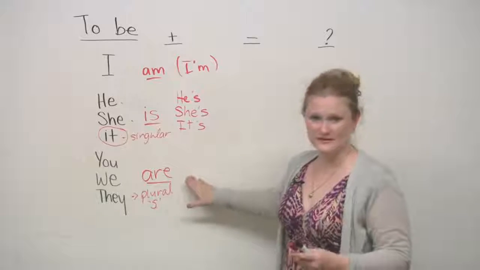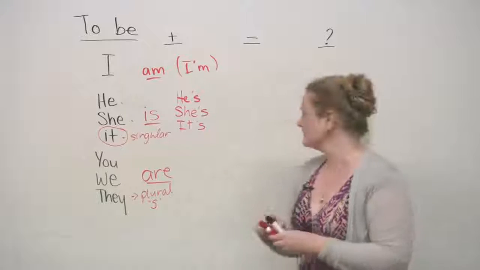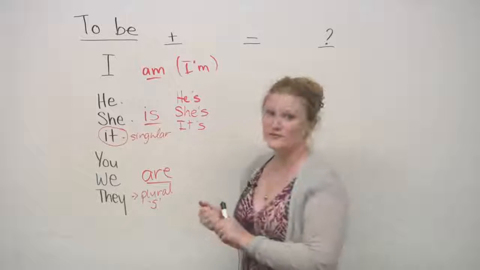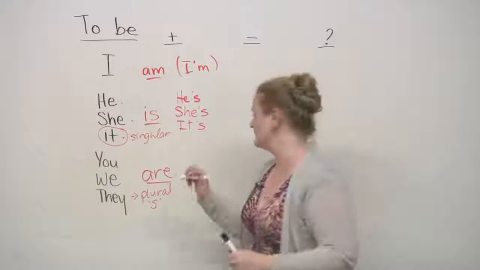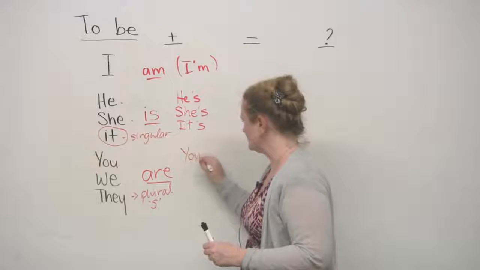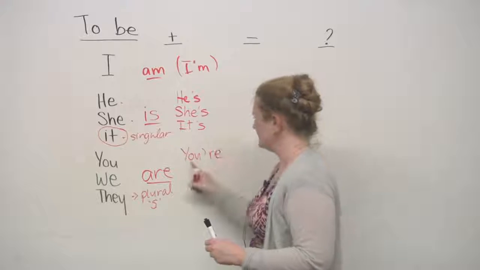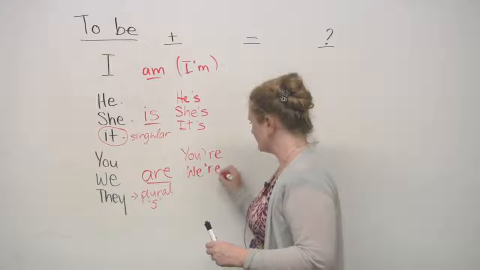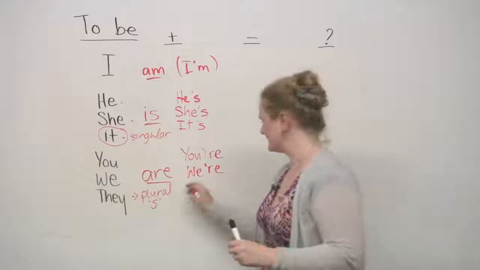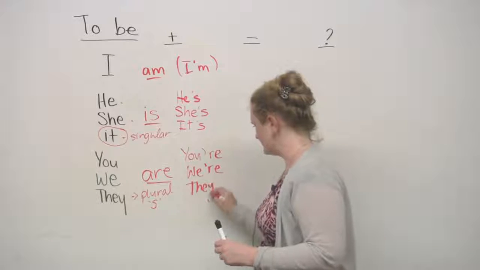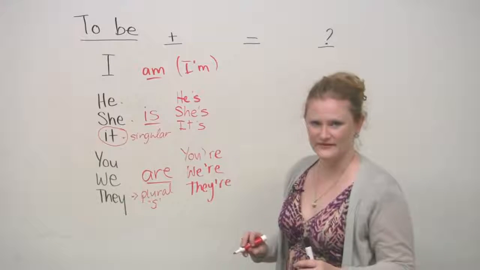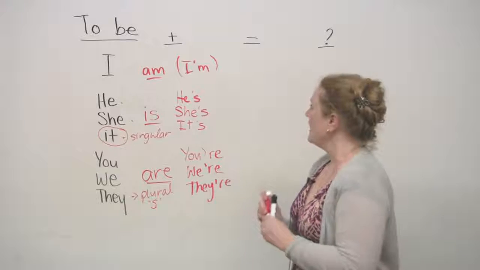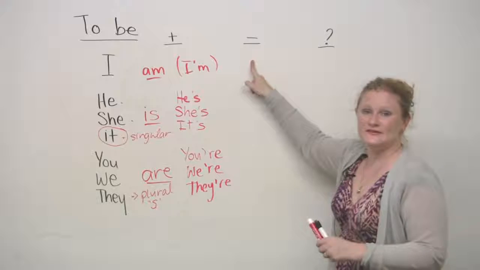We can also break these down and make them shorter when we speak or when we write. Both speaking and writing is acceptable. We say you're, we're, and they're.